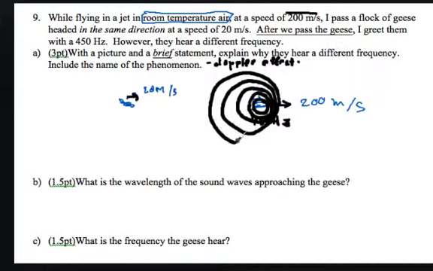So what this set of circles is meant to indicate is the wave front that is moving at the speed of sound, velocity equals 340 meters per second, away from the source. The source again was 450 hertz. Now the geese are headed into that. Why do they hear a different frequency? Well, the frequency that you hear will be the frequency of encountering these waves here.